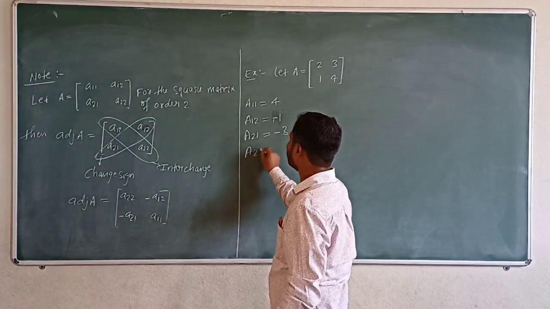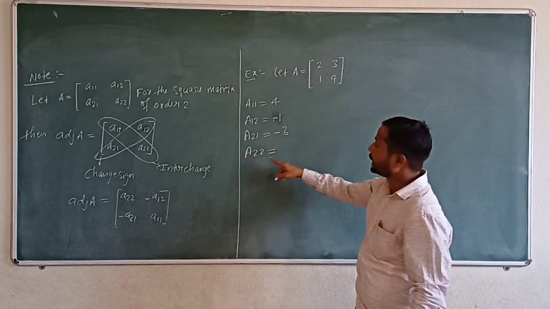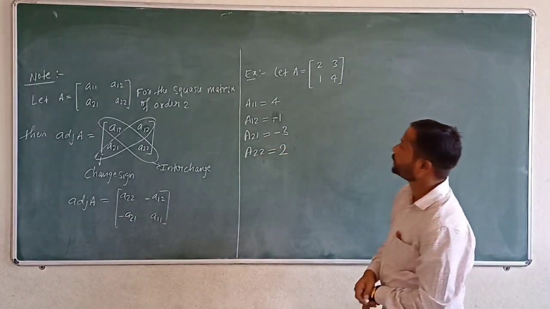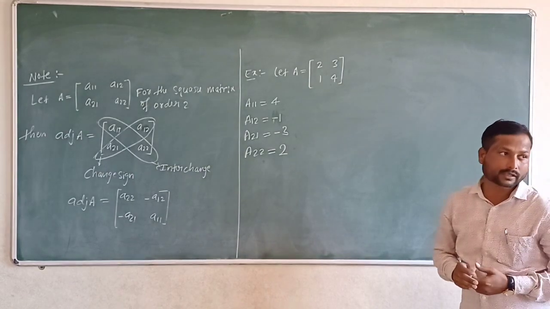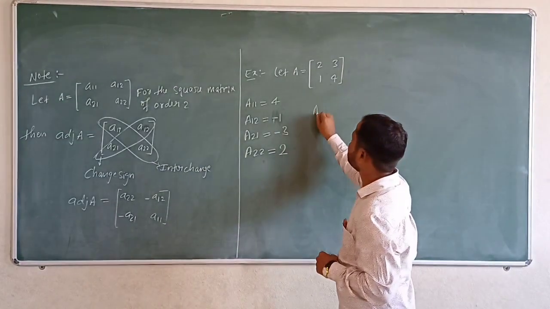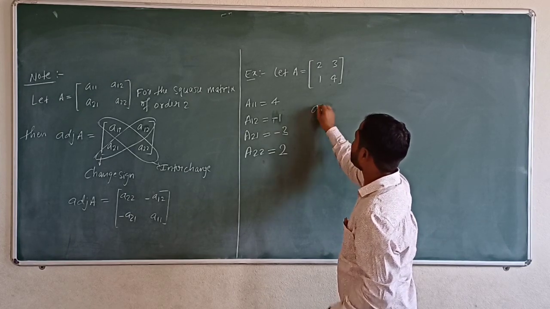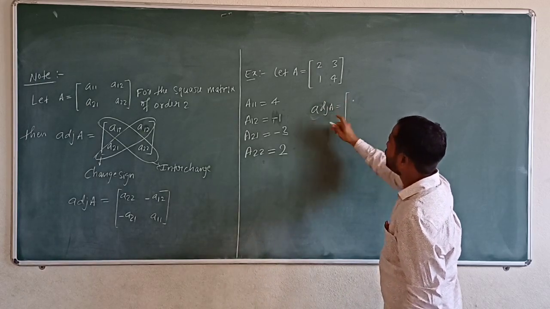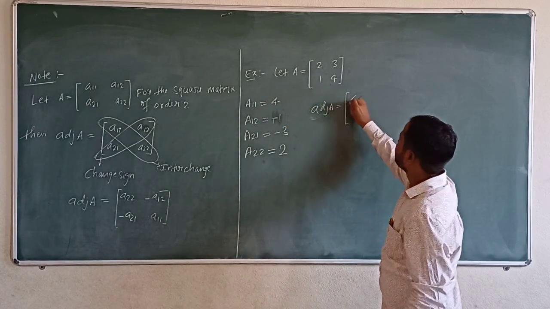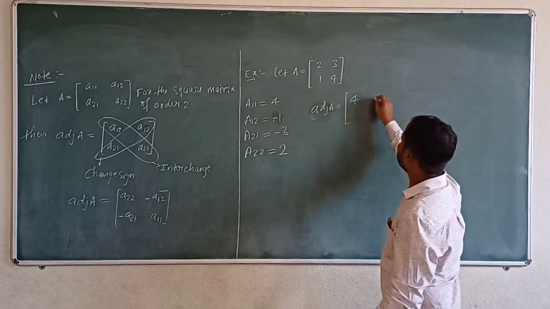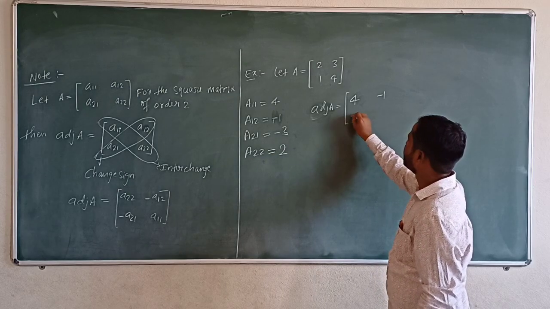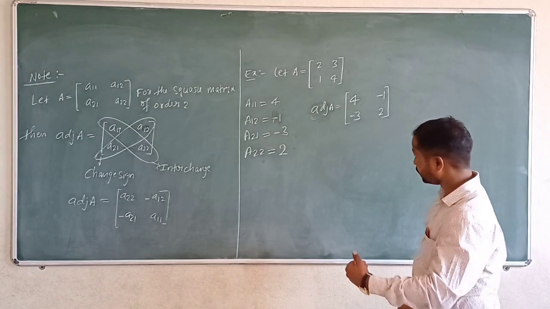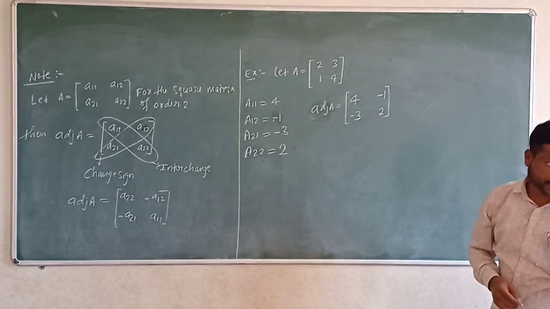For a22, delete the second row and second column; a22 is positive, and the remaining element is 2. These are called cofactors. Now write down the cofactor matrix, and then the adjoint of A: the A11 cofactor is 2, A12 is minus 1 cofactor 4, A21 cofactor is minus 3, and A22 cofactor is 2. What is the meaning of adjoint of a matrix? The transpose of the cofactors of the matrix is said to be the adjoint.